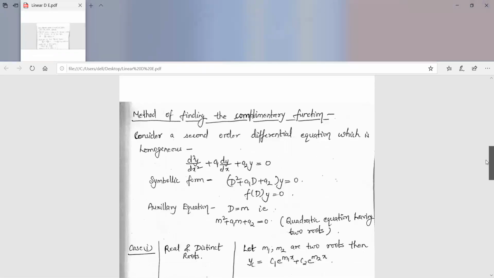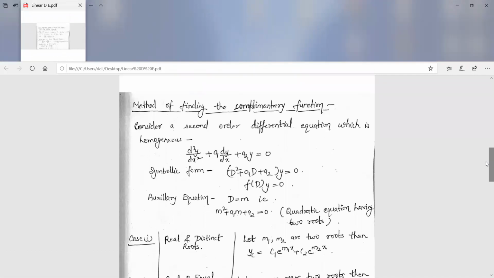Next, we will learn the method of finding the complementary function, the CF, which is also called yc if y is the dependent variable. For this, we have considered one example. Consider a second order differential equation which is homogeneous. You can see this example d2y by dx square plus a1 dy by dx plus a2 y equals to 0.